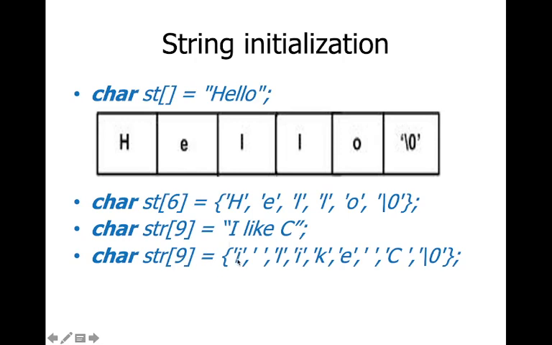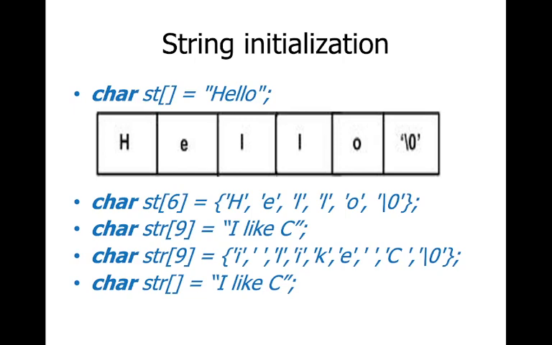So this will be at str of 0, this will be at 1, 2, 3, 4, 5, this will be at 6, then 7 and 8. 8 means the last character. The last character will be slash 0. And this is another way to do the same thing. We are not specifying the size, so automatically 8 characters will be used to store this, and the 9th character will be slash 0. So all these are the different ways to initialize a string.